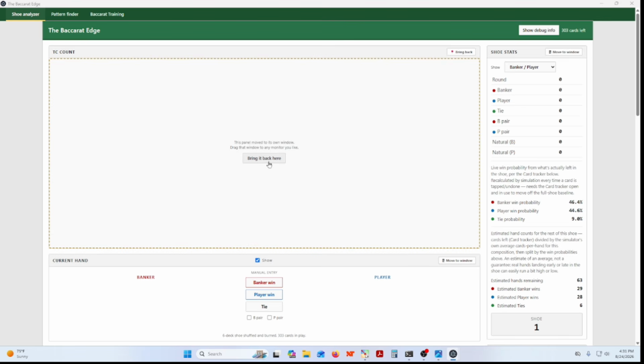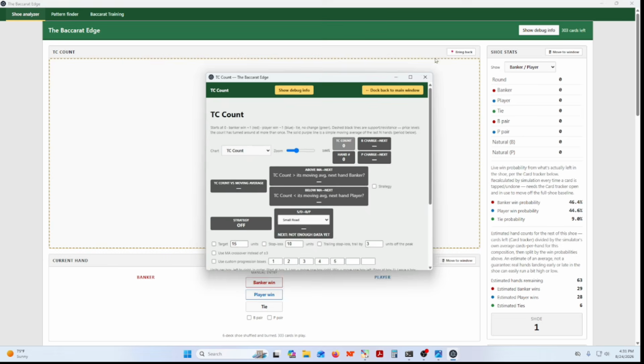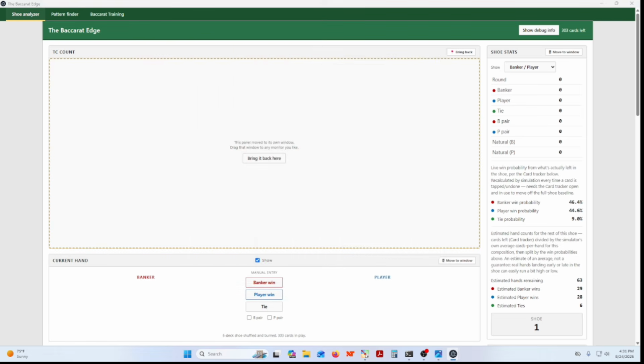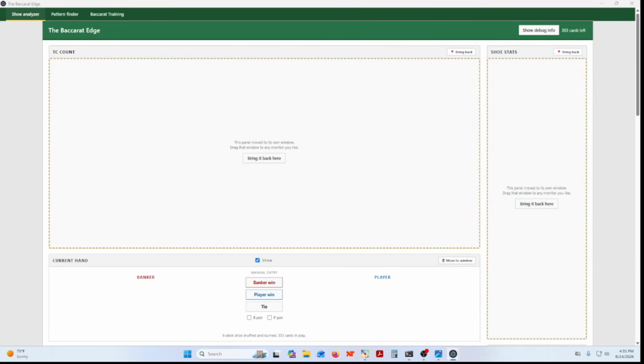And then see where it says bring it back? You've got bring back here in the middle or bring back there. I can just click bring it back and it brings it back into the program. But right now we're going to undock this. We're going to undock the TC count. Each time I go through something, we're going to undock it and then we'll come back and I'll show you how I set it up. Okay? So that's the TC count. That's undocked. The stats, banker or player, that's undocked.